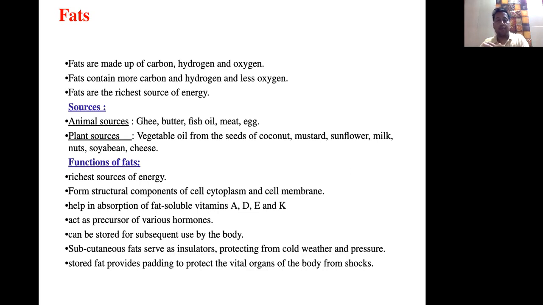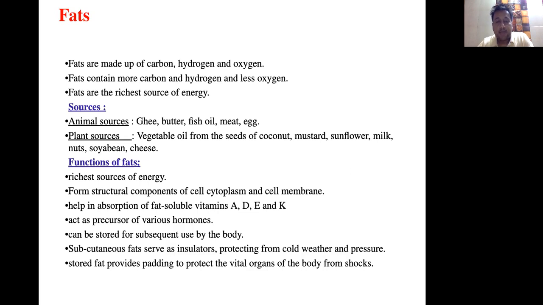Again, fat performs a very important role in the insulation of our body. In winter, in cold, we need a good insulation for our body so that we feel less cold. For that, fat acts as an insulator beneath our skin, which is known as subcutaneous fat.